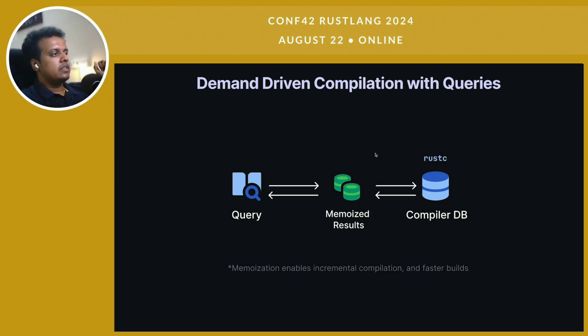A typical memoization strategy. Memoization enables something called incremental compilation. You don't have to recompile all the crates; if a crate has already been compiled and some results have been memoized, instead of recompiling and looking at the compiler database, those results will be reused. That's how you have incremental compilation.